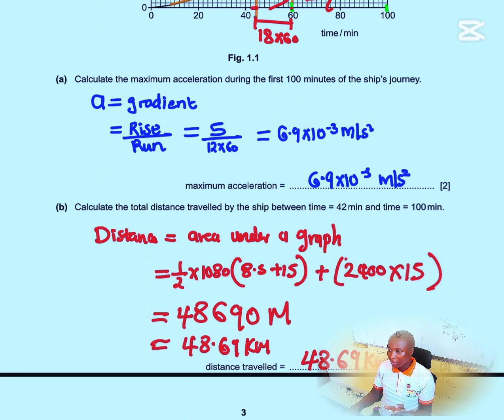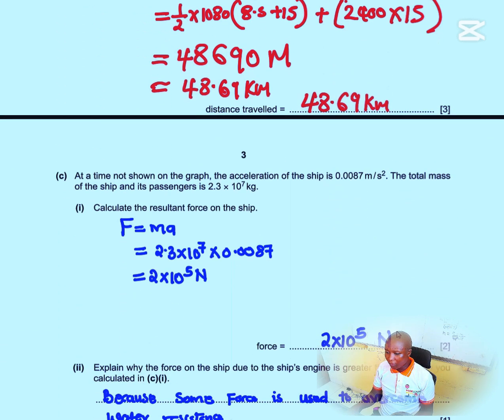Right. So we need to move to the next part, whereby we are supposed to calculate the resultant force that acted on the ship, whereby there is an acceleration of 0.0087, and we are given the mass.